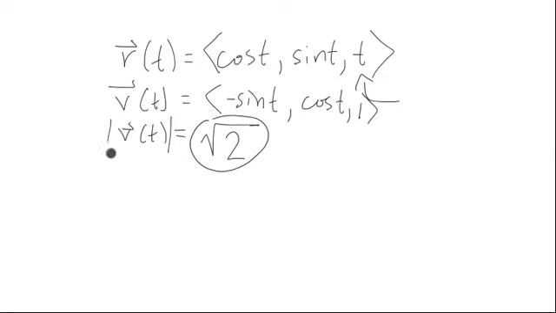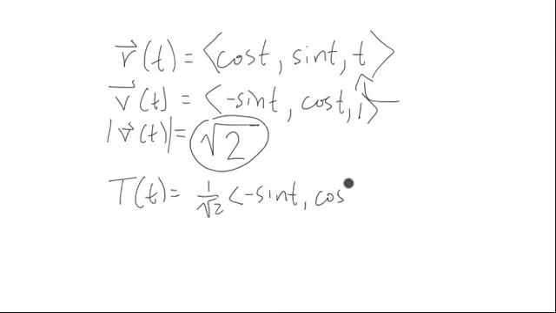So now we want to be able to find the unit tangent vector, but that should be easy because you're just taking this vector and dividing it by its length. The unit tangent vector is simply 1 over square root of 2 times negative sine t, cosine t, and 1. Okay.